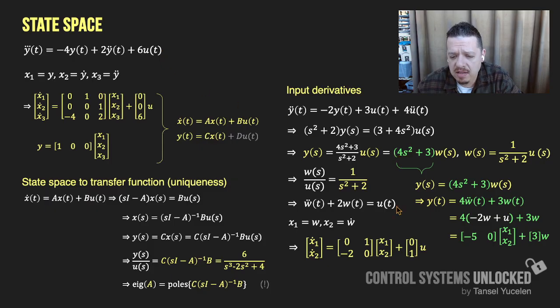So to get the actual output, because the W's are nice, but W is not our actual output, right? It's the virtual output. Our actual output is this transfer function multiplied by W. Now I am going to the time domain: y equals 4 multiplied by W dot dot plus 3 multiplied by W. And grouping things, W dot dot is minus 2W plus U. I am inserting it here.